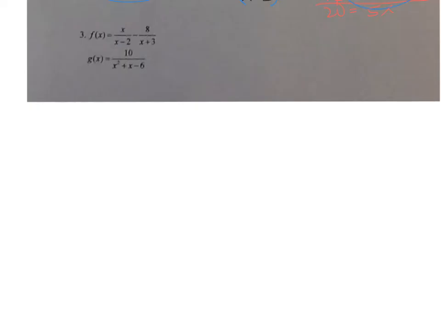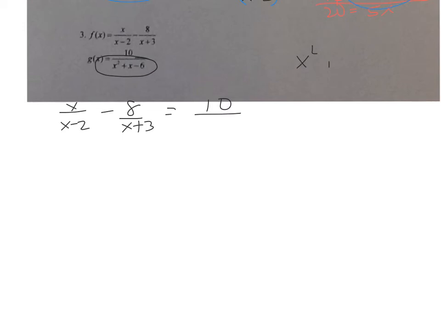Okay, so I'm going to start by taking f of x and equaling it to g of x. So I have x over x minus 2 minus 8 over x plus 3. And notice I wrote down a minus in here, so just be careful. We'll have to distribute that negative 8 here, okay? Equals 10 over, and see this here, I'm going to factor that, so I don't have to mess up my workspace over here.